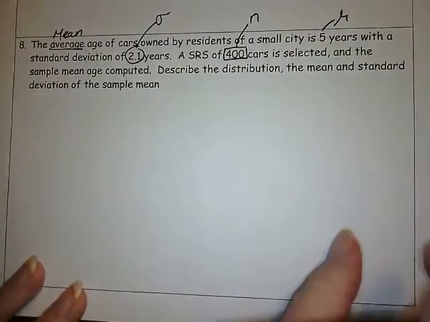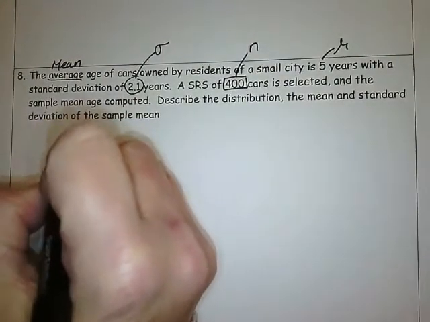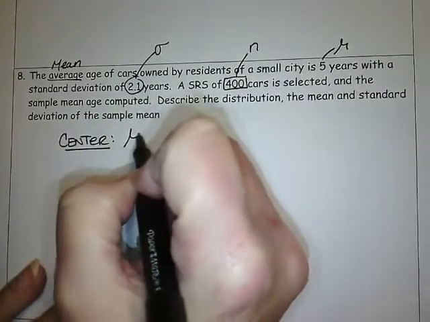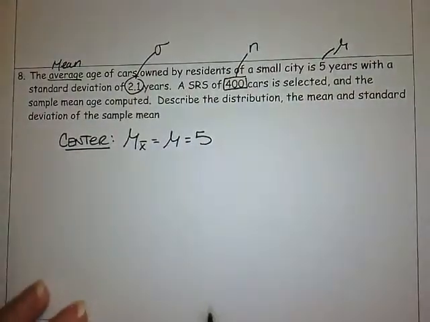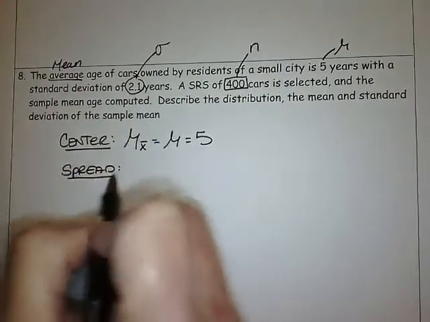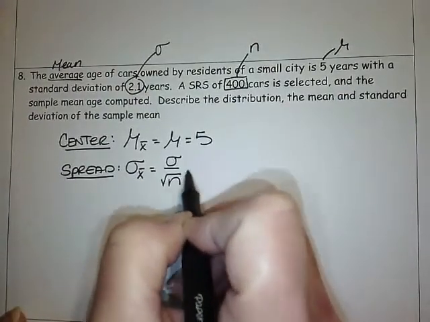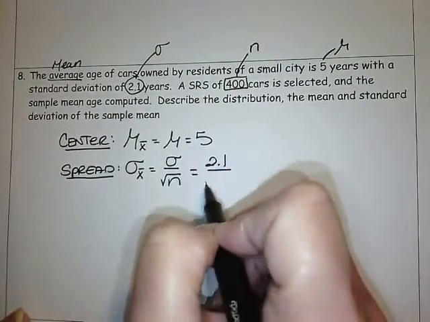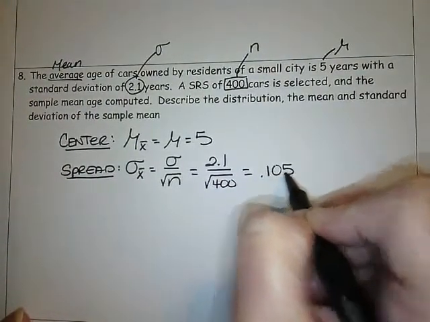Okay, so this is just like we just did on the last problem, but now we're in the land of means, right? Okay, so we're going to start with our center. So now we're doing the mean of x bar, which is equal to mu, which is going to be 5. Then we have our spread. So standard deviation of x bar. It's the population standard deviation over the square root of n. So our population standard deviation was 2.1 over the square root of 400. So that's going to be 0.105.